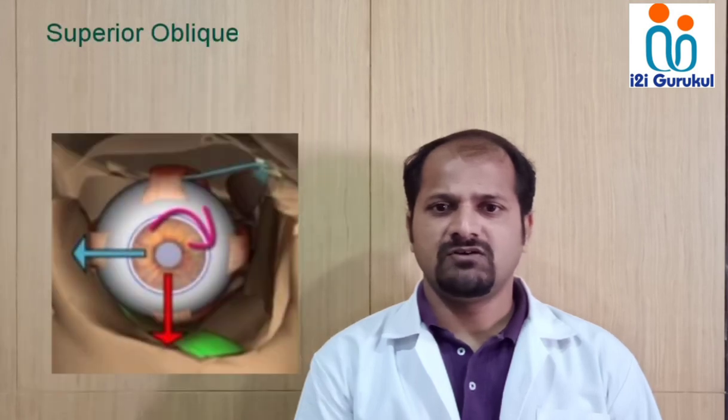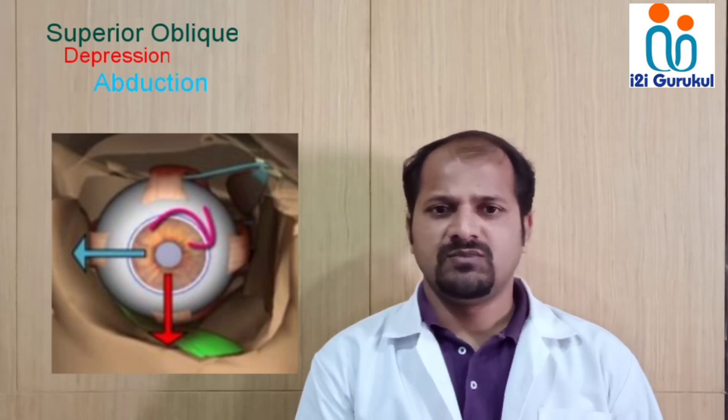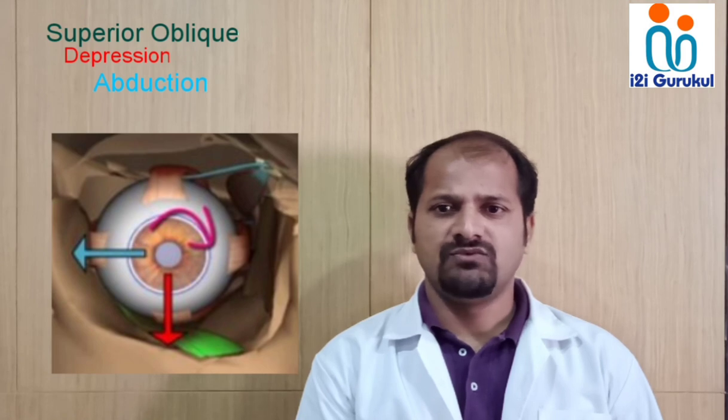Coming to the oblique muscles, the first one is the superior oblique. The superior oblique actions are due to the contraction of the reflected portion of the muscle. The main action of the superior oblique is to move the eyeball downwards, that is depression. The secondary or subsidiary actions of the superior oblique are, number 1, it moves the eyeball outwards, that is abduction, and the second one is it rotates the eyeball inwards, that is intorsion.